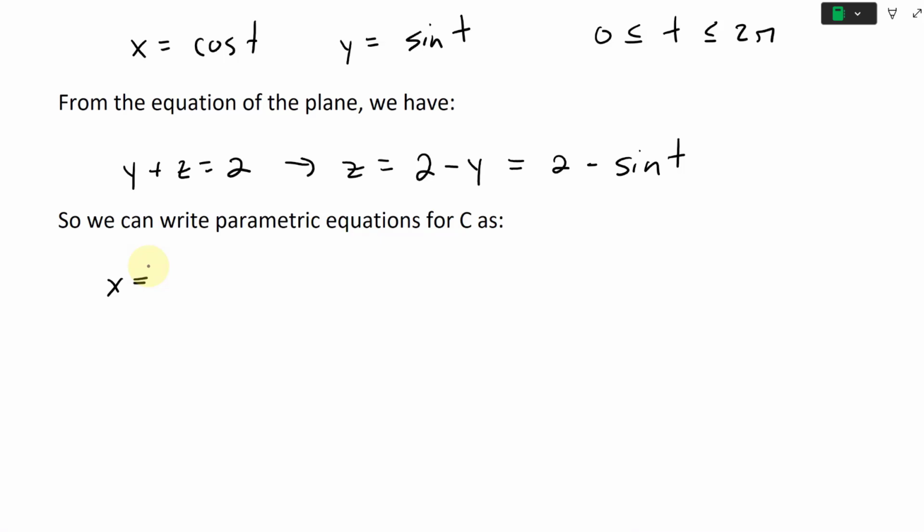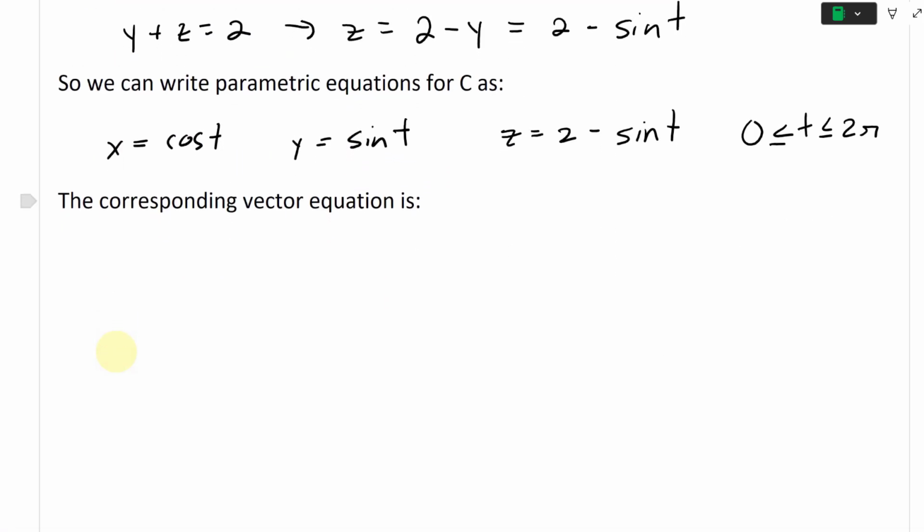Now it's in full 3D: x equals cosine t, y equals sine t. So now we have a 2D circle, and now we're going to have a 3D slanted ellipse. It's going to be z equals 2 minus sine t, where t is between 0 and 2 pi, or 360 degrees. So that is our setup there.